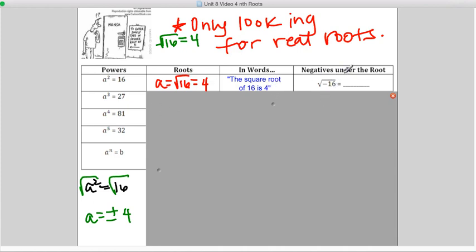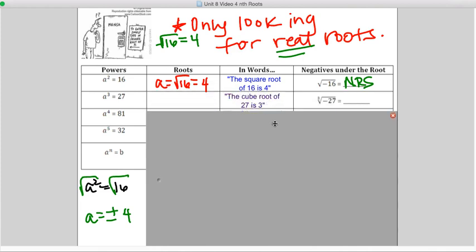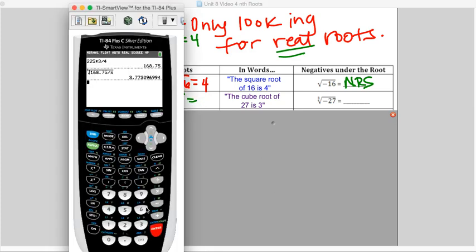Square root of negative 16. We're only looking for real roots today, so this one is no real solution because this would be a complex number. Okay. Moving on to a to the third is equal to 27. Then, if I want to figure this one out, a is equal to, to get rid of that 3, you do the cube root of 27, which once again you can type in on your calculator.